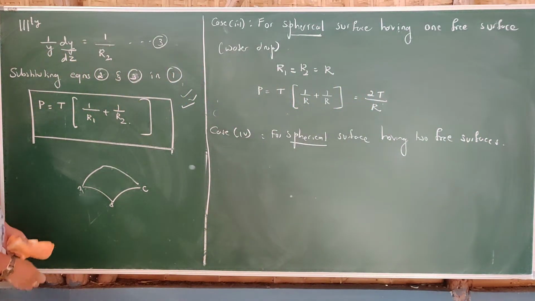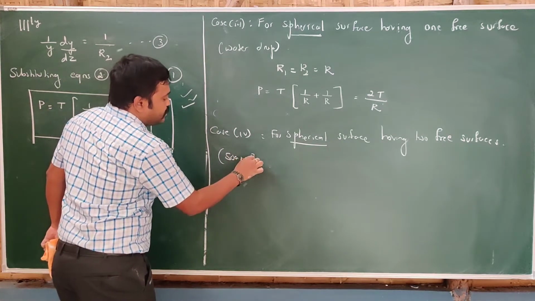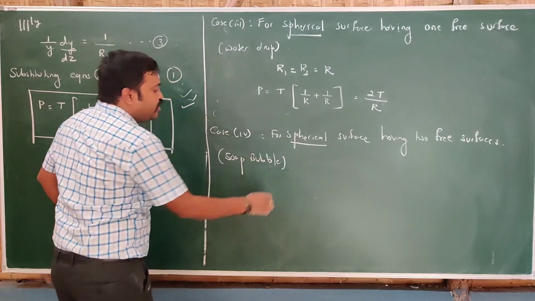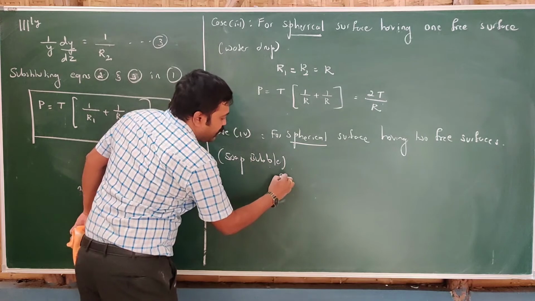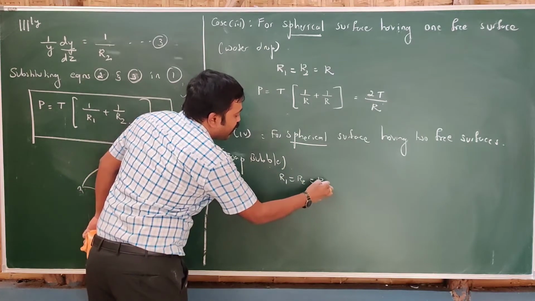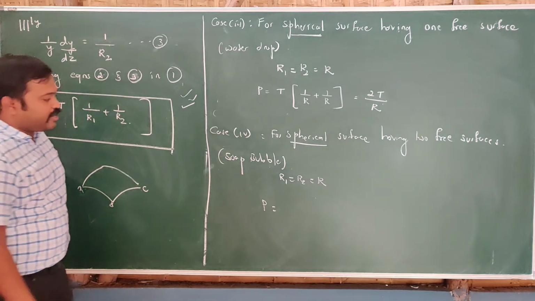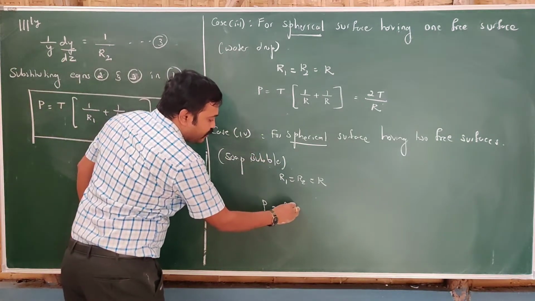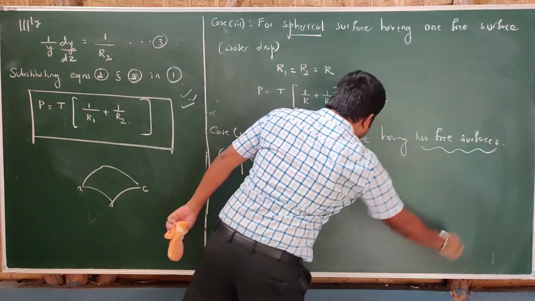Okay. So what is the example for two free surfaces? I told you already. The example is the soap bubble. Since it is spherical, R1 equals R2 equals R. Then what happens to the excess pressure over here? Instead of T, what shall I take now? 2T, because it is having two free surfaces.